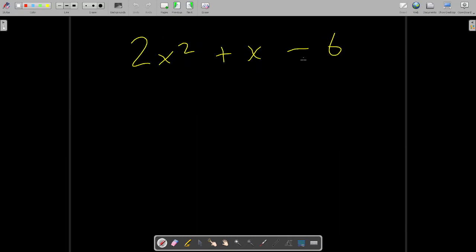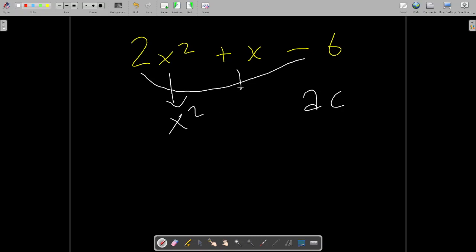Now ax squared. Bear with me for a moment. We'll now multiply 2 and negative 6. Now what is 2? 2 is a, so we will multiply a and c. So this will become ac. And then we drop down the x squared here, and then we drop down the x here, plus ac. So this is what we'll look for, this form.